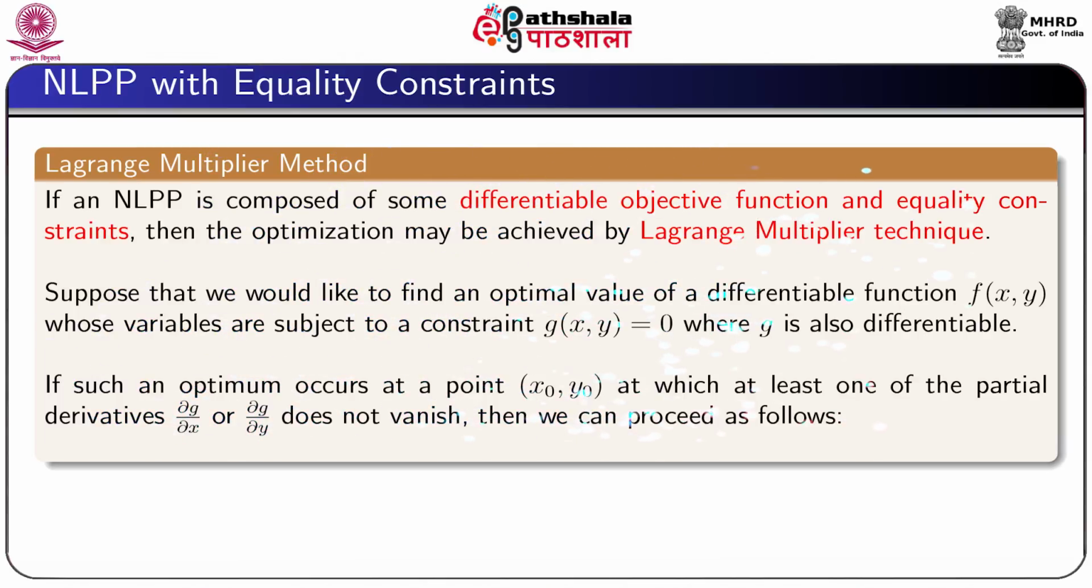Suppose that we have to find an optimal value of a differentiable function f(x, y), whose variables are subject to a constraint g(x, y) equal to 0, where g is also differentiable. If such an optimum occurs at a point (x0, y0), at which at least one of the partial derivatives ∂g/∂x or ∂g/∂y does not vanish, then we can proceed as follows.